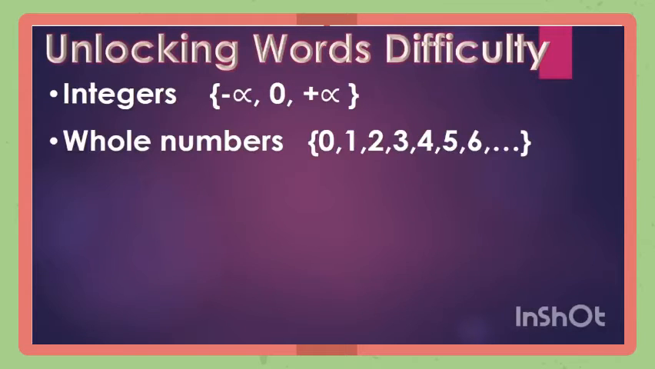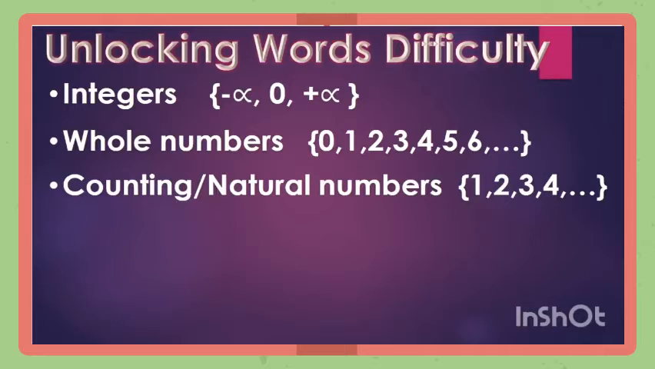Next, whole numbers. So, pag sinabi nating whole numbers, lagi itong nagsisimula sa 0. So, from 0, 1 to positive infinity, so yun yung mga kabilang sa whole numbers. So, pag sinabi nating whole numbers, wala na siyang negative numbers. So, 0 na lang and positive numbers.